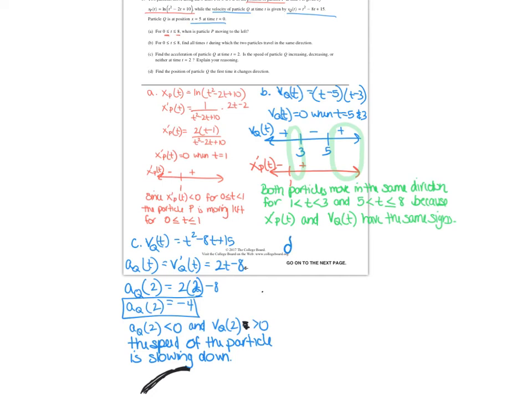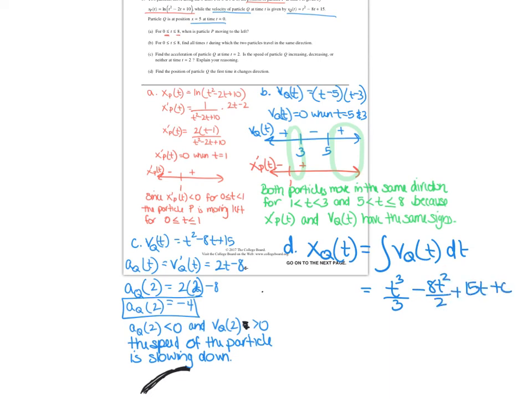Your position function of Q is the antiderivative of your velocity function. And how do we find our antiderivative of our velocity function? We take the integral of it, okay? So that's going to give us t cubed over 3 minus 8t squared over 2 plus 15t plus c.